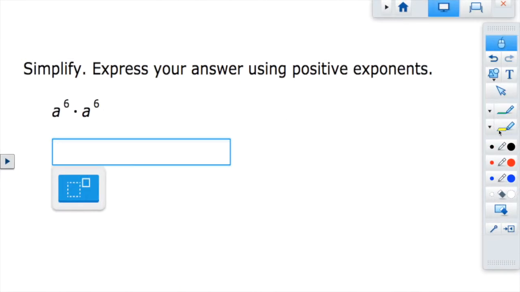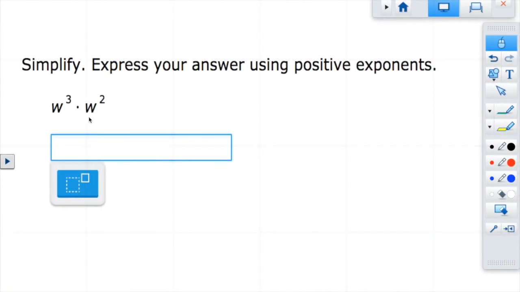Okay, we see we have two exponents, same base. So we're going to take a, first exponent 6, next exponent 6, 6 plus 6. This answer will be a to the 12th power. Once again, our common base this time is w.